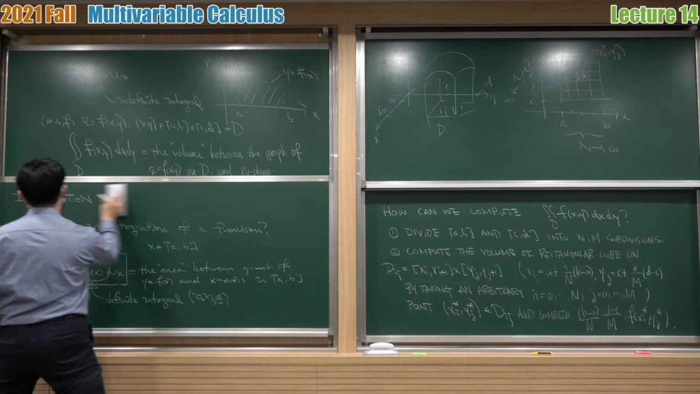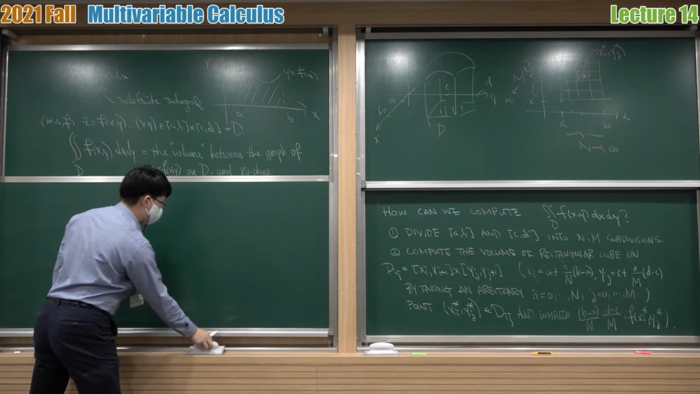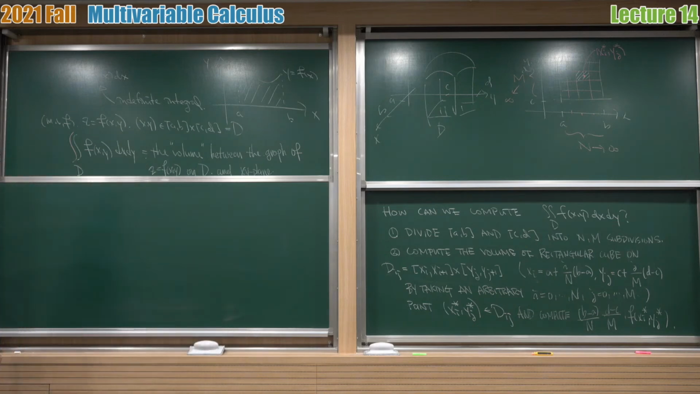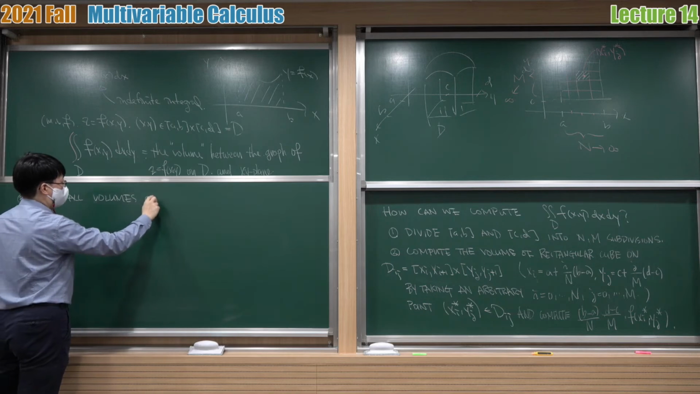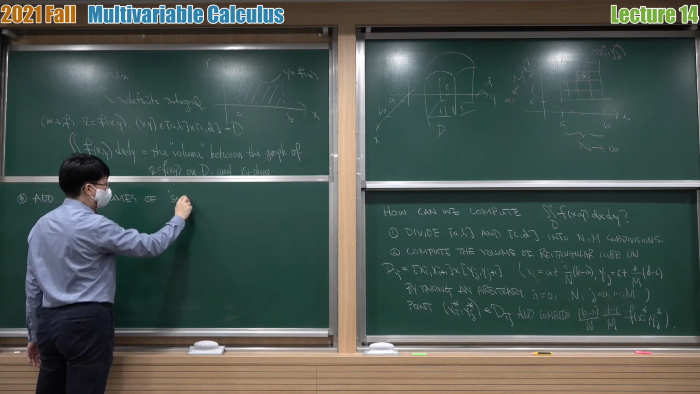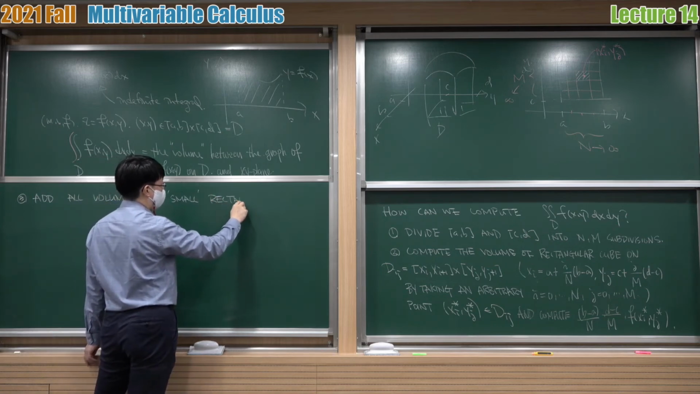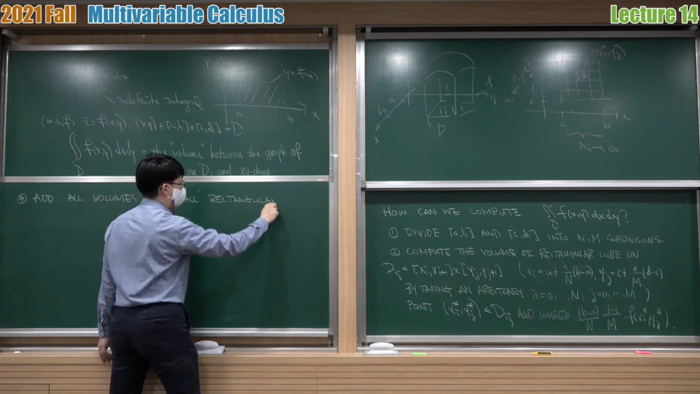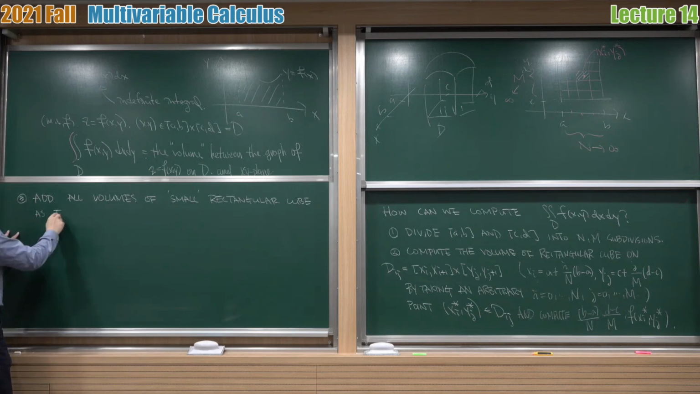And what do we do next? You add up all these volumes, right? Add all volumes of small, or thin, we could say thin, rectangular cubes as follows.